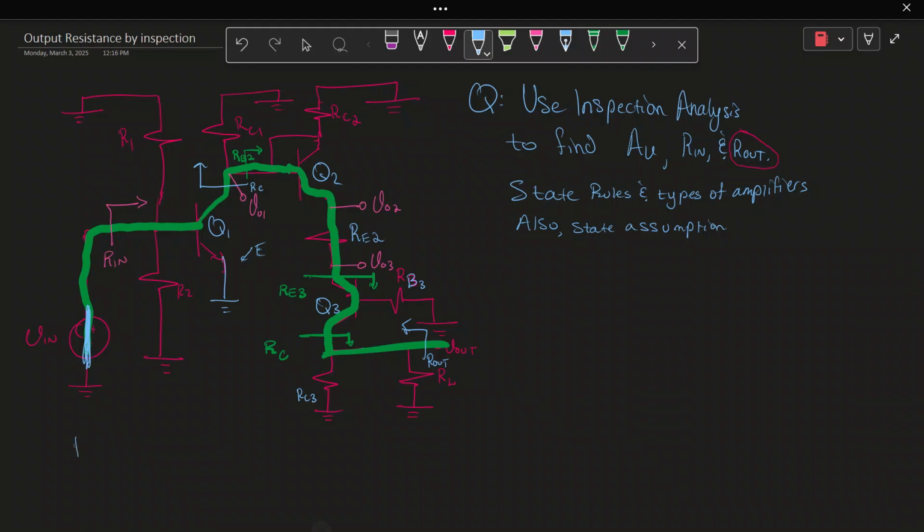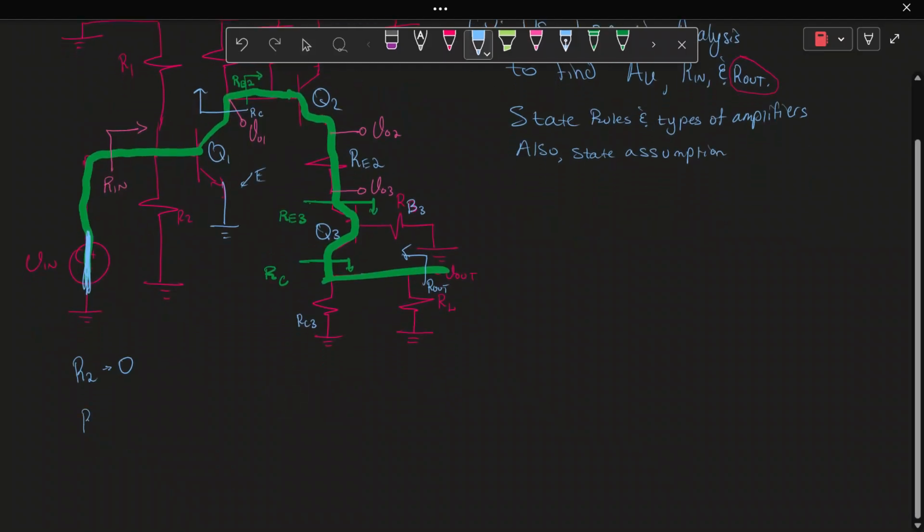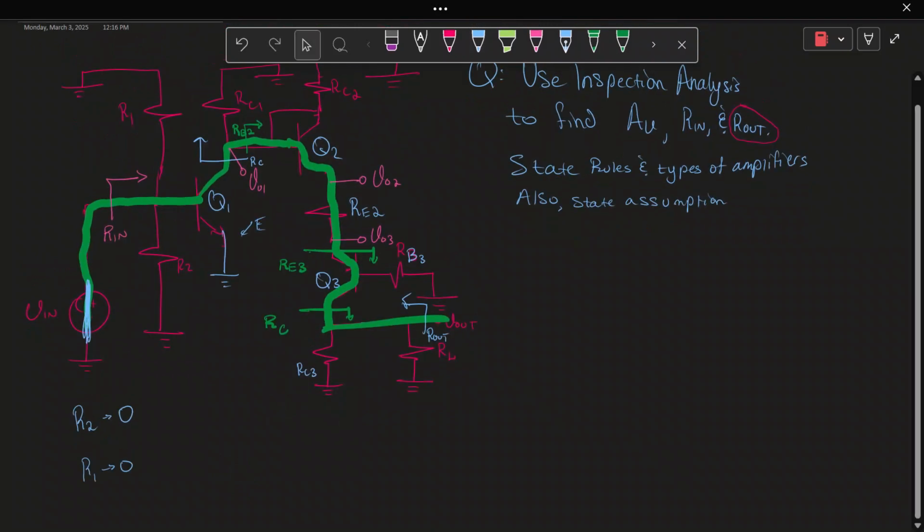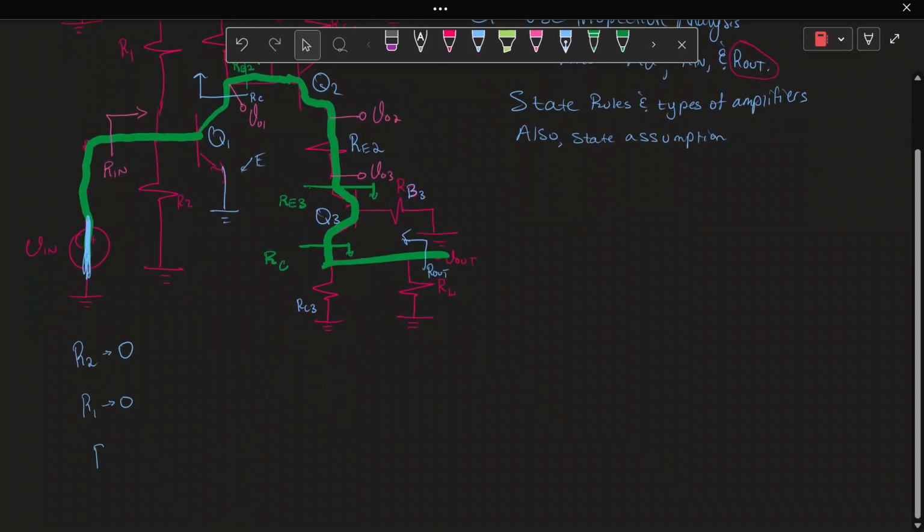Well, R2 goes to 0. It shorts also. And R1 goes to 0 because it shorts. They're in parallel. So what is the resistance at base 1? Well, it's equal to 0, so it's going straight to ground.